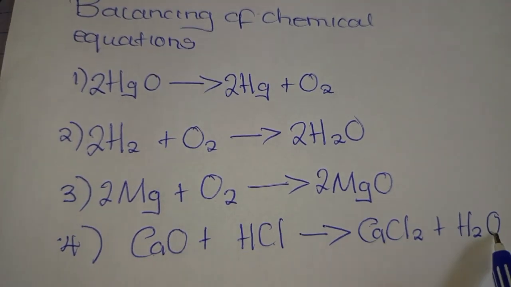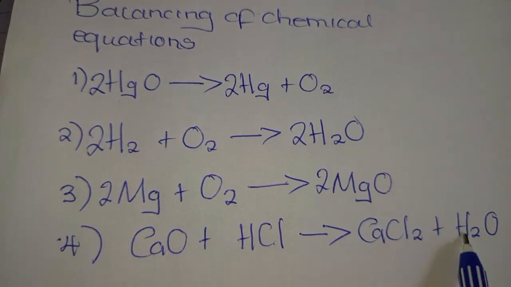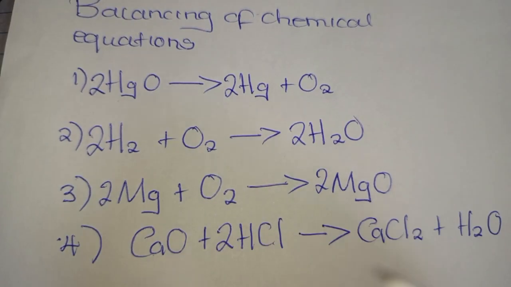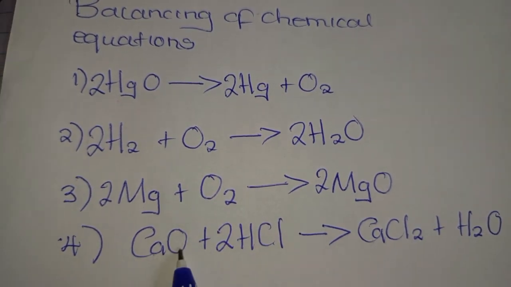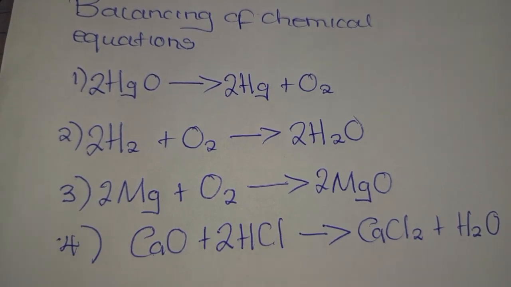oxygen 1, oxygen 1. Interesting, right? Hydrogen 1, hydrogen 2. Wow, it's now flabbergasting. It's not balancing anymore. So let's try to put a 2 here. So calcium 1, oxygen 1, oxygen 1, 2 hydrogens, 2 chlorines, 2 chlorines. Wow. You have seen how peaceful it is? Very simple. This is how basically you balance chemical equations.